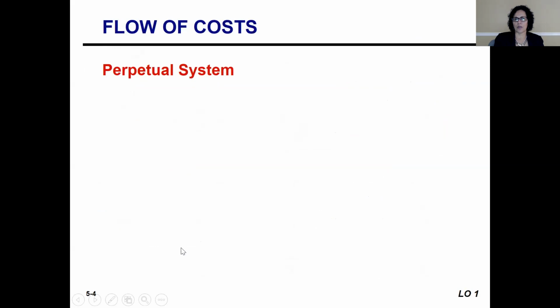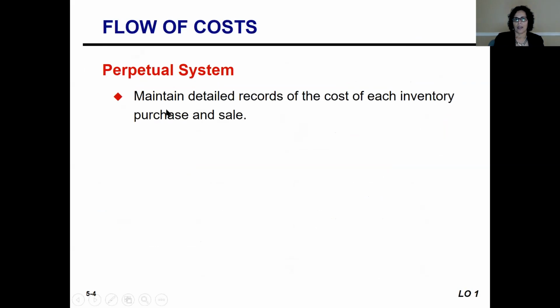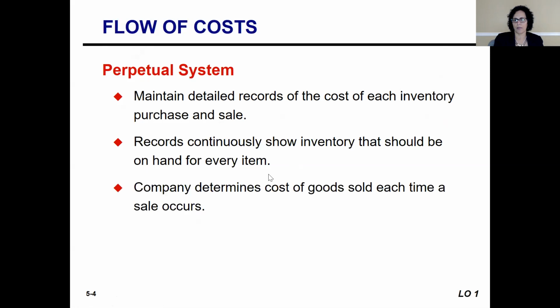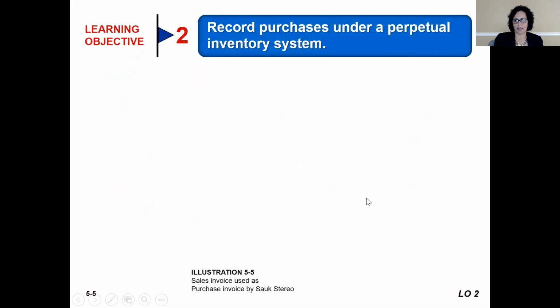Okay, so to continue, let's see how we're going to pull out numbers and where we're going to get those numbers from. So in the perpetual system, you're going to maintain detailed records. Every time there's a purchase or a sale, you continuously show your inventory. Your inventory records will continuously show you what you have on hand. Companies can determine the cost of goods sold each time a sale occurs, and we'll see in a few minutes how that is done.